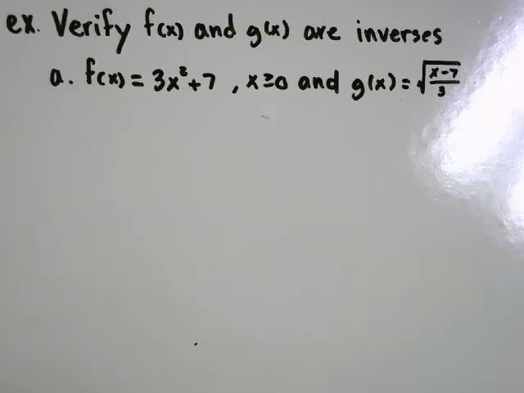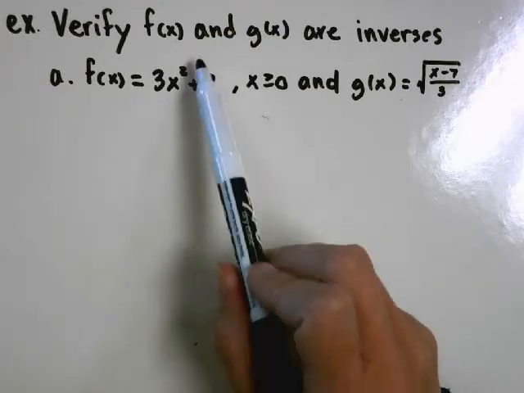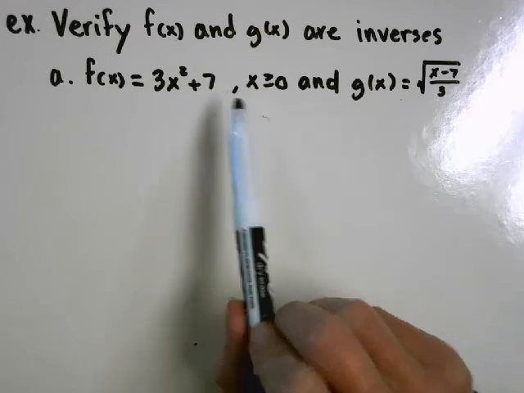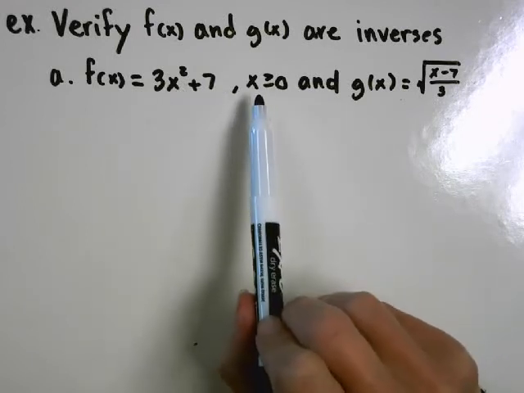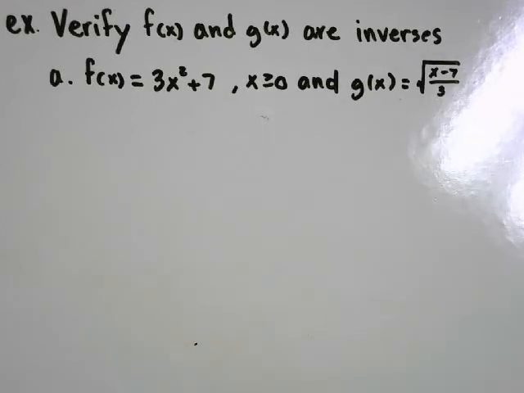So we're going to verify that f of x and g of x are inverses. And our first one, f of x equals 3x squared plus 7. There is a restriction that x is greater than 0, so this would be a parabola. This is just half of the parabola. And g of x equals the square root of (x minus 7) over 3.